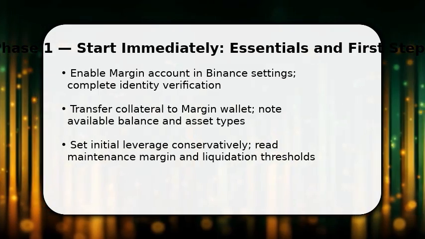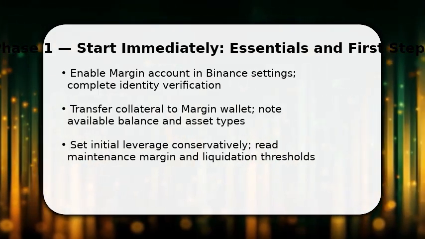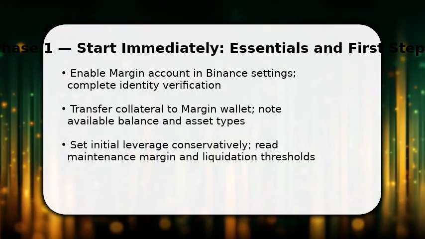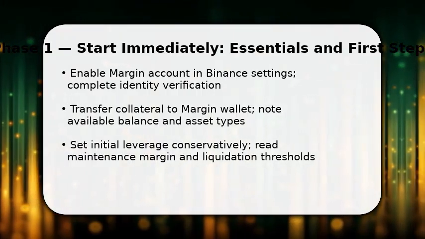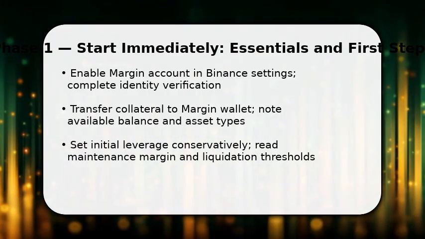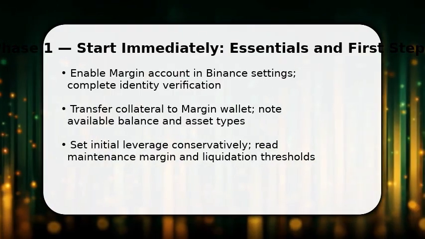You start by enabling a margin account and completing KYC. Do this now so you can borrow. Next, move collateral into your margin wallet, USDT, BUSD, or BTC work. Transfer only what you can afford to risk.